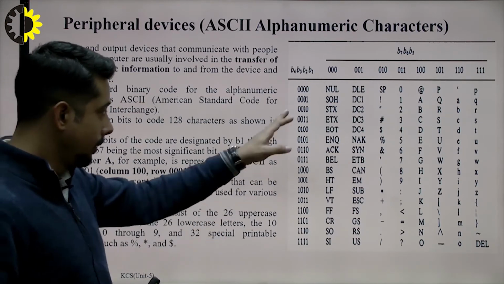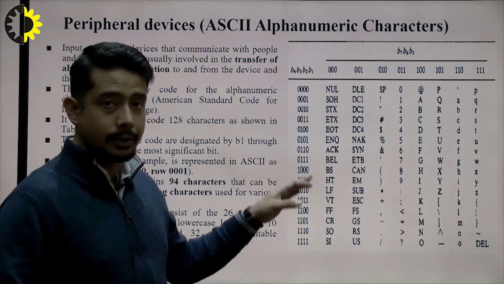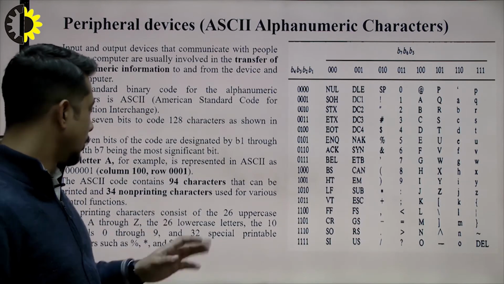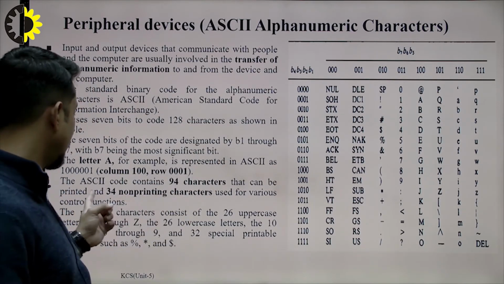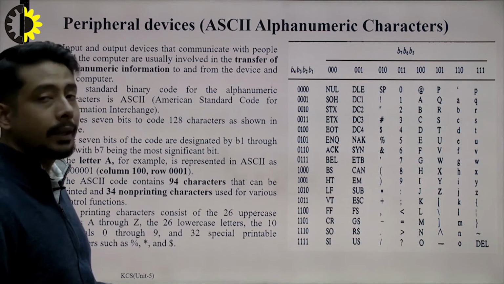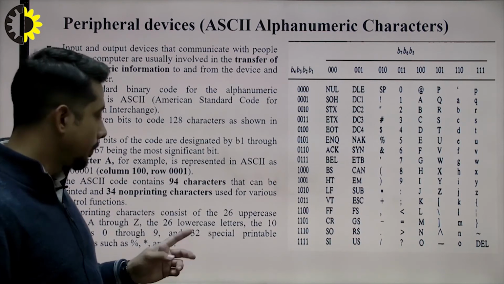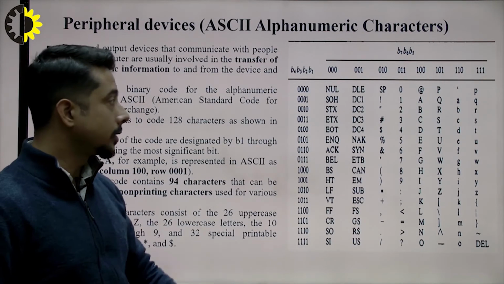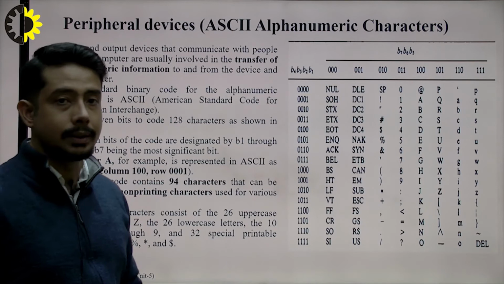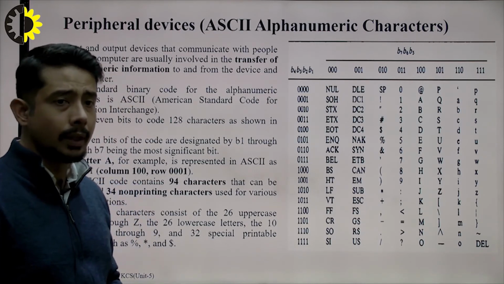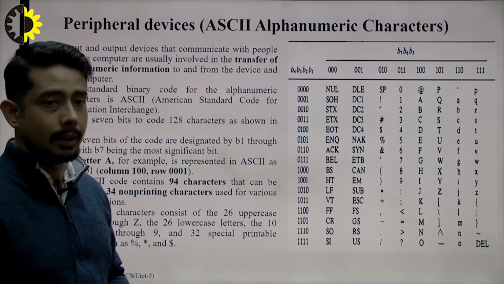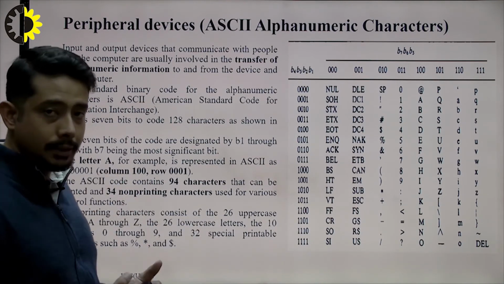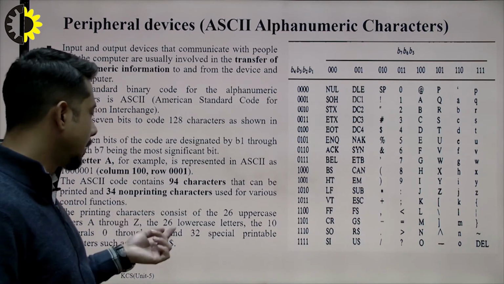Like this, you can find a total of 128 characters designated in the ASCII part. Okay, now this ASCII code contains almost 94 characters that can be printed, and 34 non-printing characters are also used for various control functions like null, SOH, STX, ETX, EOT. These are all different kinds of control functions. Okay. So the printing characters consist of 26 uppercase letters. I think this is very common to you. 26 letters are there from A to Z. 26 lowercase.